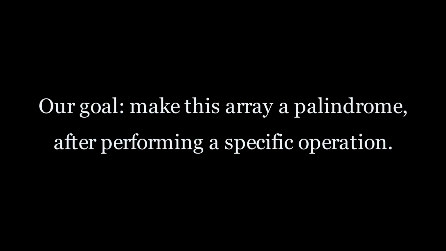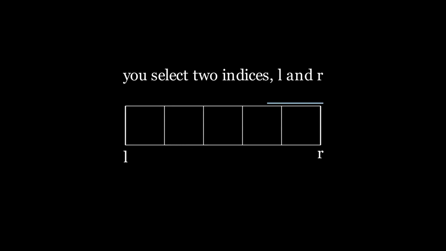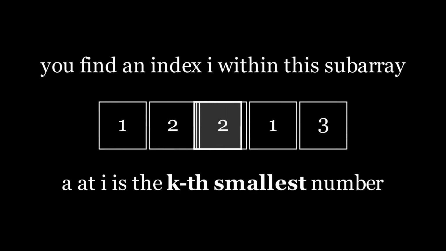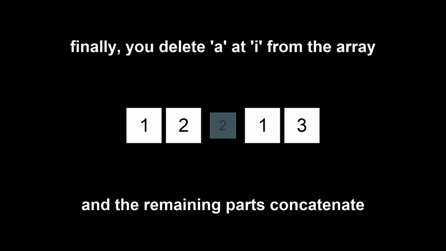Our goal is to determine if we can make this array a palindrome after performing any number of a specific operation. So, what is this operation? You select two indices, L and R, such that the subarray A at L to A at R has at least k elements. That is, R minus L plus 1 is greater than or equal to k. Then you find an index, I, within this subarray, where A at I is the kth smallest number in that specific subarray. If there are multiple candidates for I, you can pick any one. Finally, you delete A at I from the array, and the remaining parts concatenate.